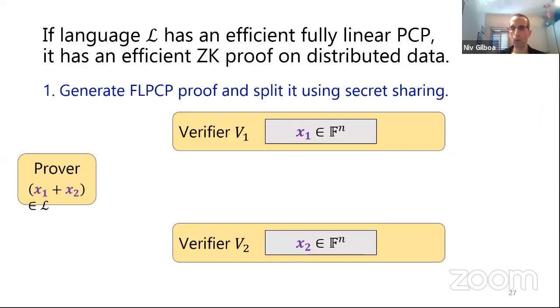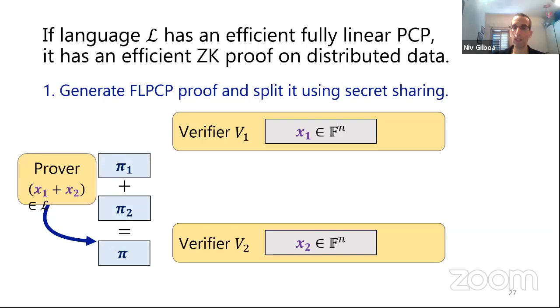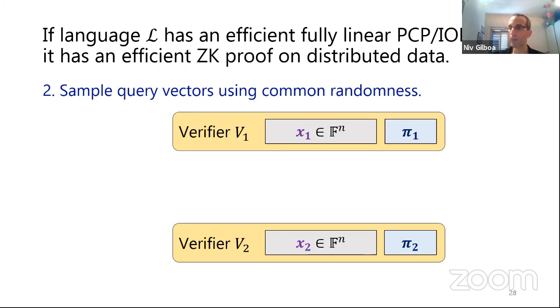Okay, so if I want to argue that if a language L has this fully linear PCP, then we can also have a zero knowledge proof on distributed data. So how does this work? The prover generates the FL PCP proof, the fully linear PCP proof, and splits it using secret sharing. So one verifier originally has pieces of the input, x1, x2, and the prover generates pi, splits it into pi1 and pi2, and now the first one has x1 and pi1, the second one has x2 and pi2.